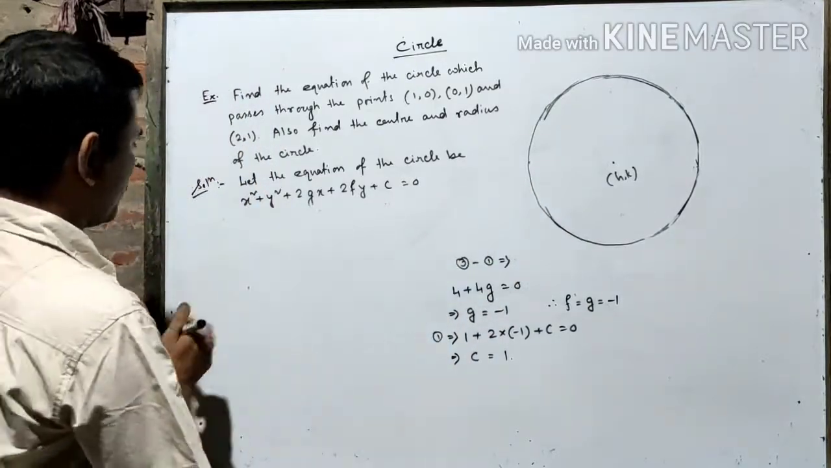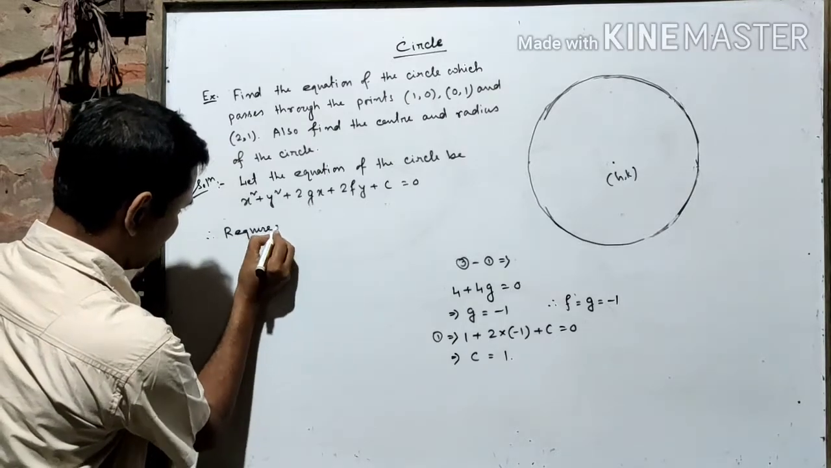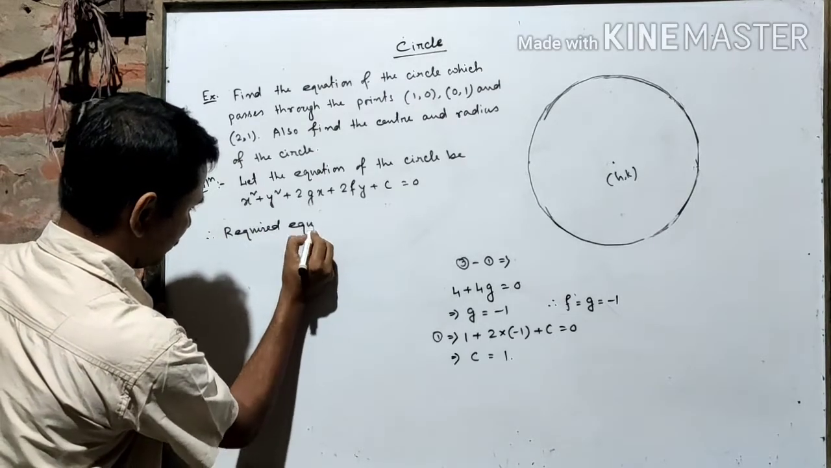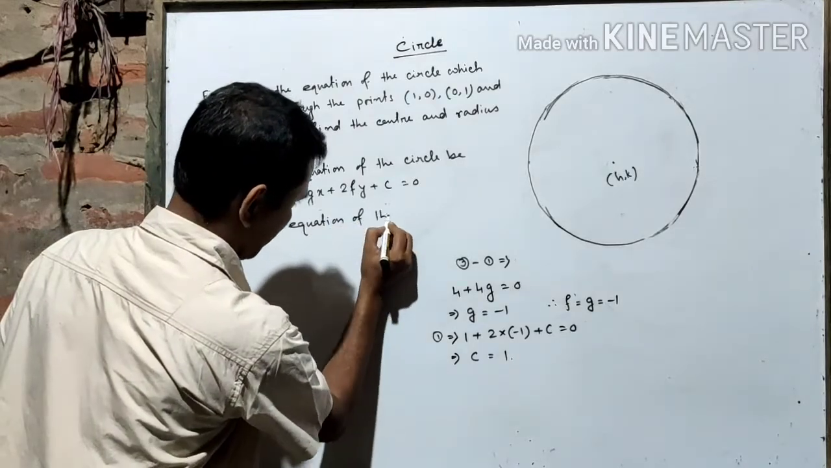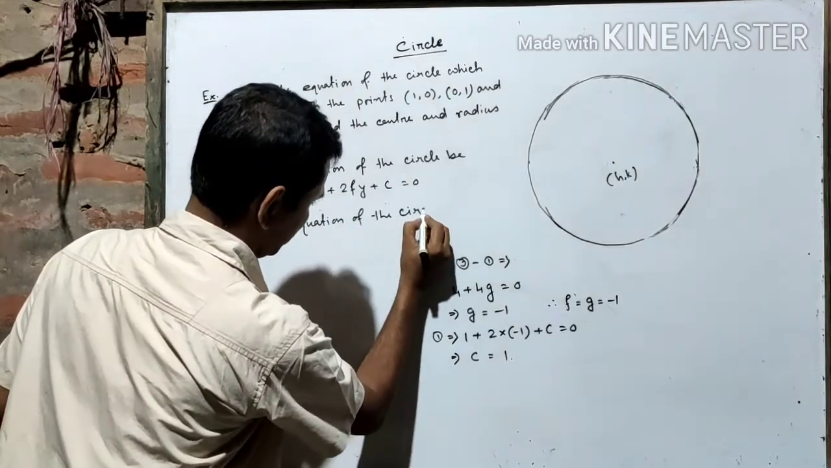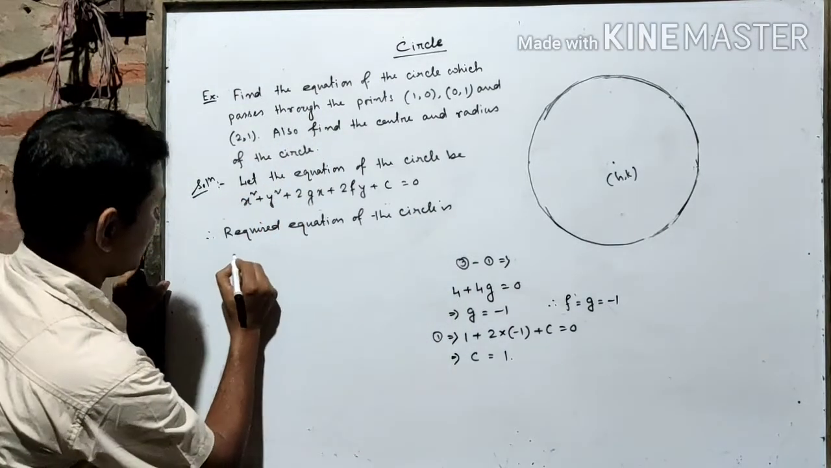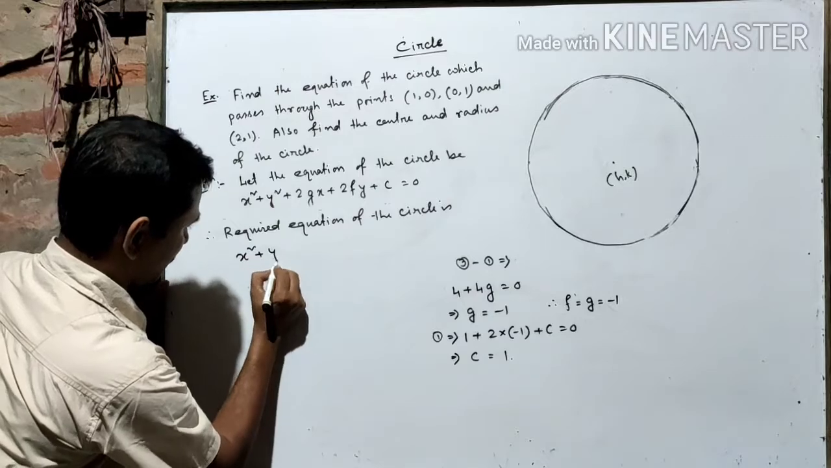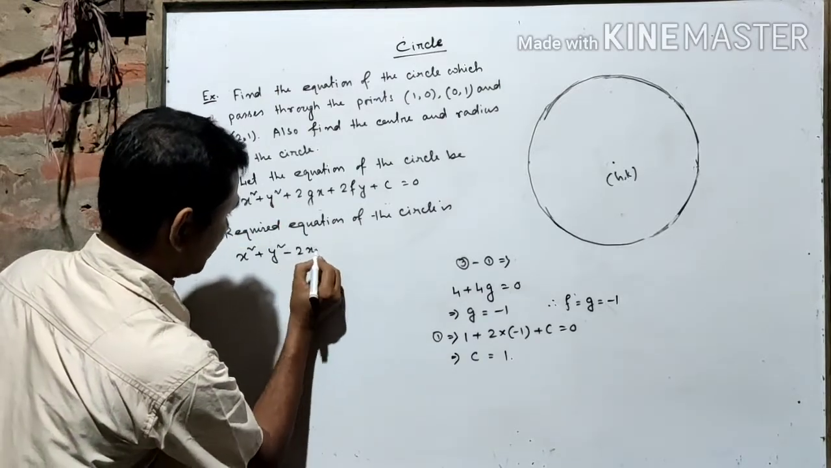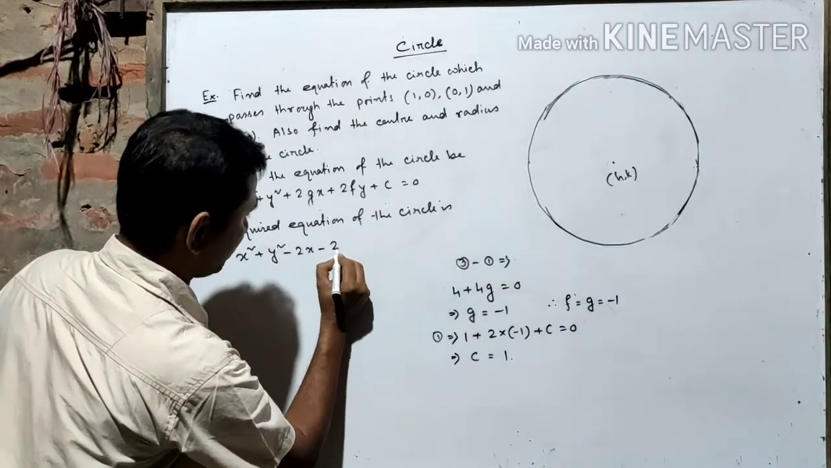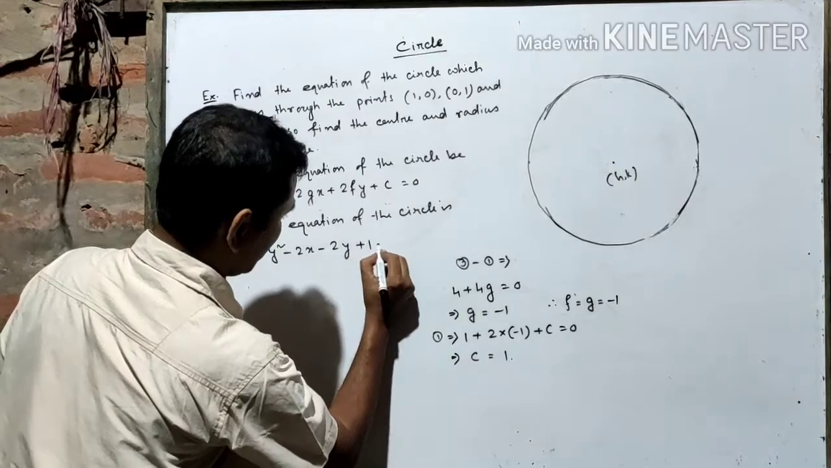Therefore, the required equation of the circle is, just put the values of G, F, C here: x square plus y square. What is the value of G? Minus 1. So this will be minus twice x. What is the value of F? Minus 1, minus twice y plus C. C is 1, is equal to 0.